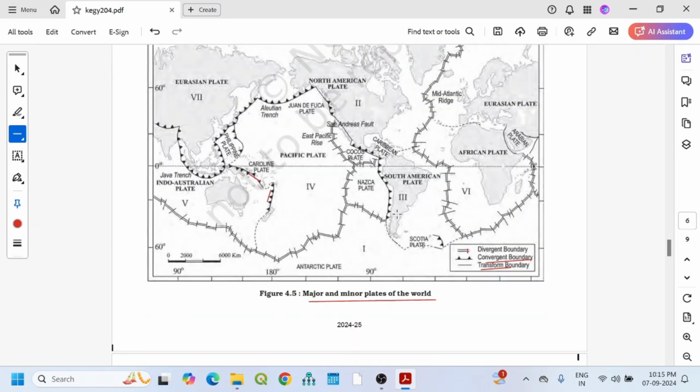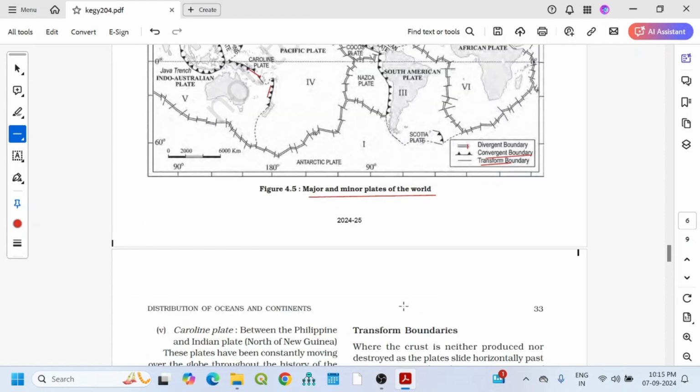The major and minor plates are shown in this figure. The Antarctic plate is a major plate. The South American plate is a major plate, the North American plate a major plate, the Eurasian plate a major plate, and then the African plate is a major plate, the Indo-Australian plate is a major plate, and the Nazca plate is a minor plate, the Juan de Fuca plate is a minor plate, the Philippines plate is a minor plate. So this figure shows the major and minor plates of the world.